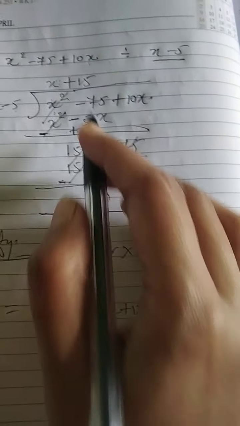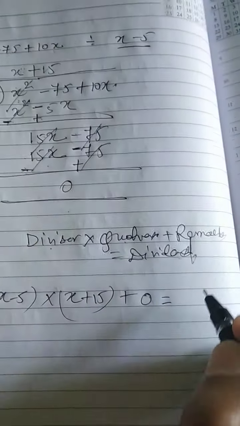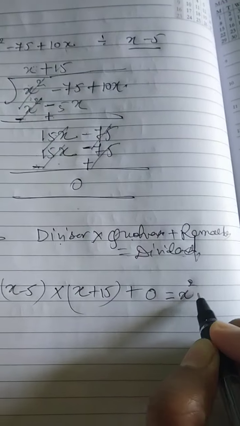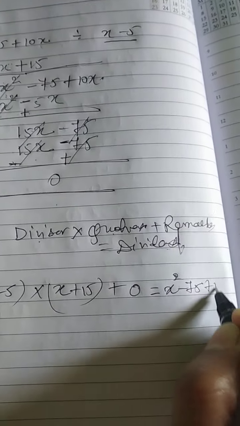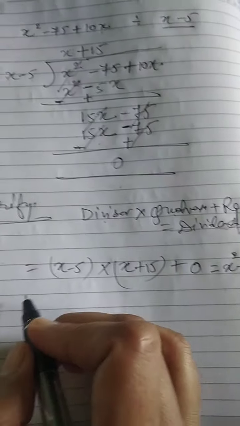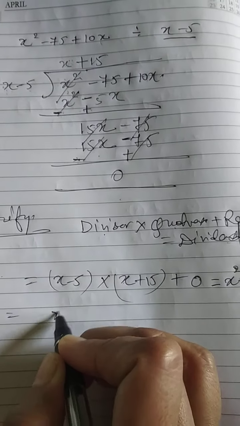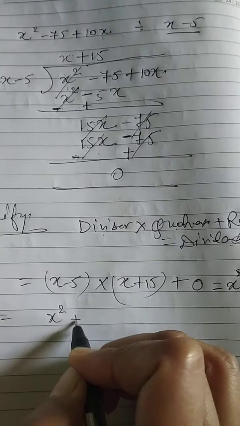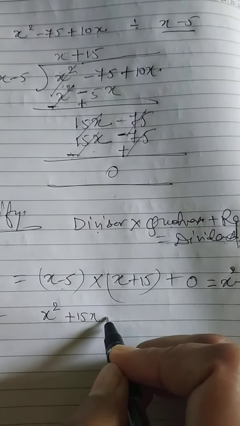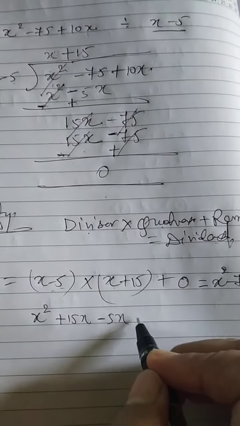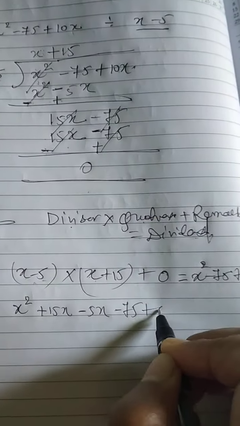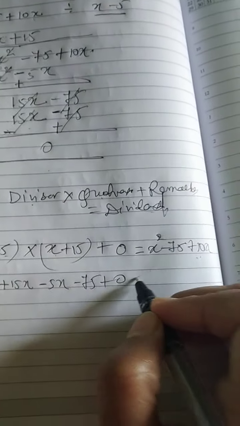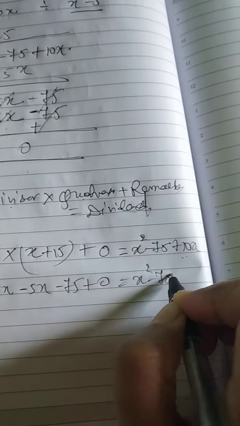Is equal to dividend. Dividend is what? This is the question. The question is only the division. Dividend: x square plus 10x minus 75. Okay. Now multiply it, x into x square. We will get here x into 15, plus 15x, minus plus minus 5x, minus plus minus 75, plus 0. Okay. Here you will write the same thing.